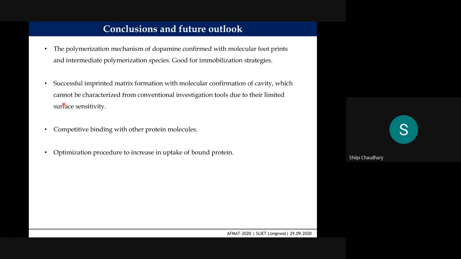So as I have shown, when I put my samples using UV visible, I could not manage to find any clear distinction between the MIP surface and the NIP surface. Of course, I also have to do some more work. Instead of hemoglobin, I can take any other protein molecules, let's say bovine serum albumin, and then see how my cavities will respond to that.